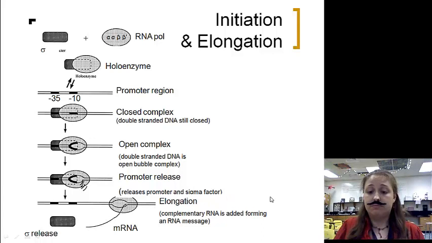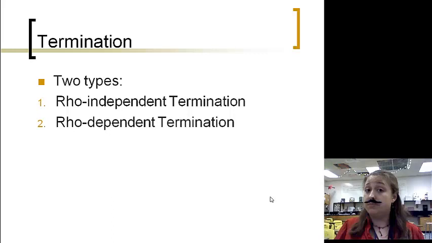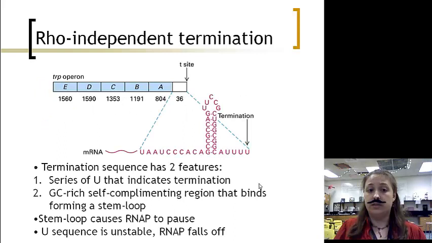Termination, there's two types. There's rho independent and rho dependent. Rho is a protein, and we'll see one that doesn't use it, and we'll see one that does. Rho independent termination. The termination sequence in the mRNA has two features. First, it has a series of U's that indicate termination. Second is a GC-rich self-complementing region that binds together to form a stem loop. See all these C's and G's that come together and form a stem loop?